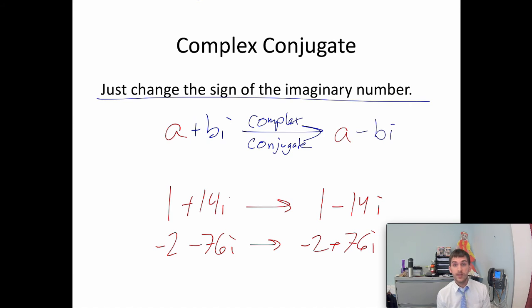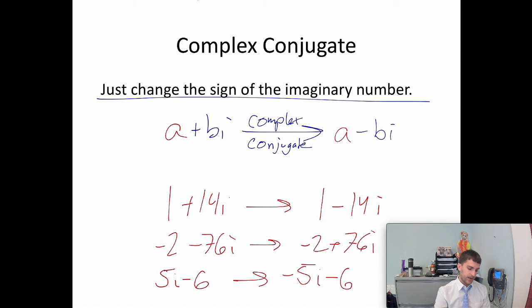Now do be careful, sometimes you'll see it where it'll be like 5i minus 6. And to take the complex conjugate, we take the opposite of just the imaginary part. So it's not always the second term. Sometimes people flip around the order on you. So it'd be negative 5i minus 6. So it's still a minus 6.